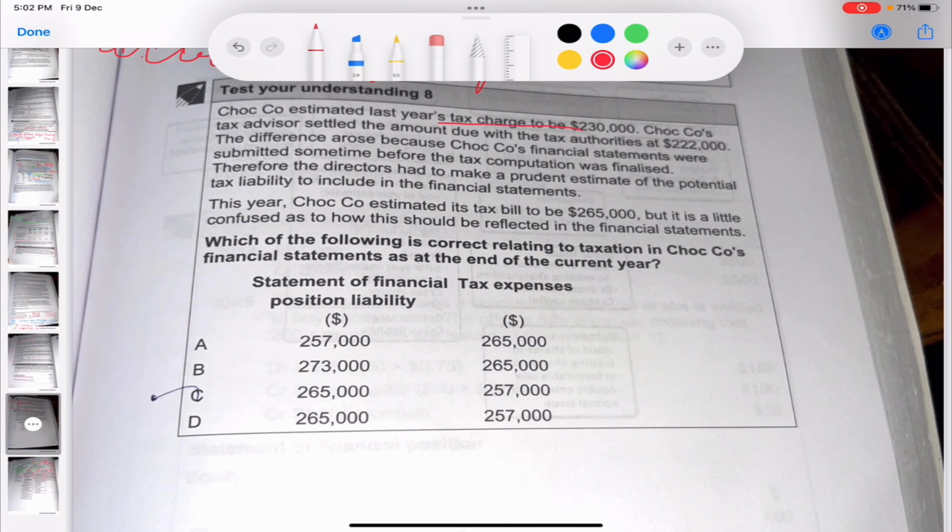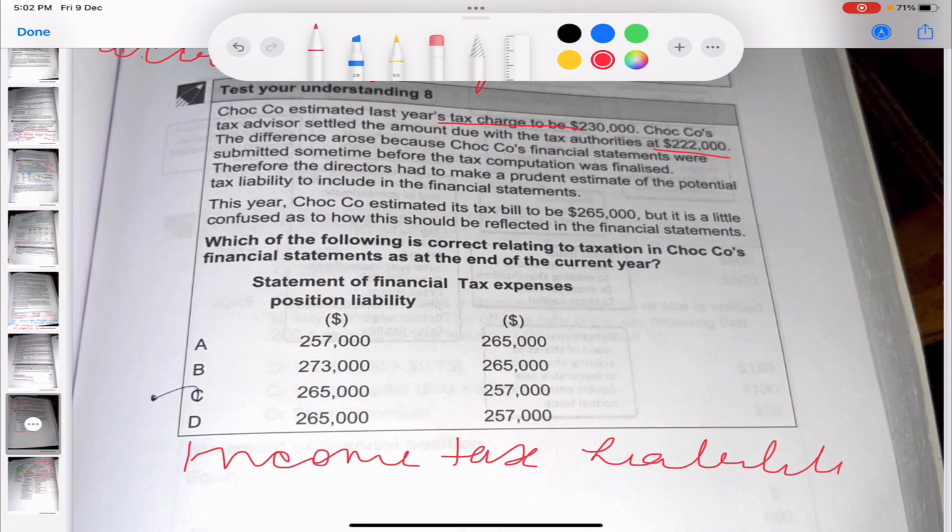Chocco estimated last year's tax charge to be 230,000. Chocco's tax advisor settled the amount at 222,000. Okay, which means over provision has been done. So what will be the journal entry here? We will reverse it with the extra so that it gets removed. That would be income tax liability account debit and credit the expense account by the excess, which is 230,000 minus 222,000. I think you can do that by yourself.